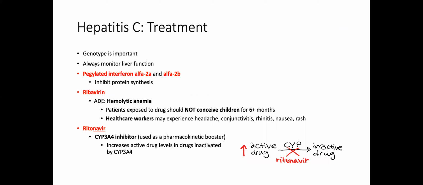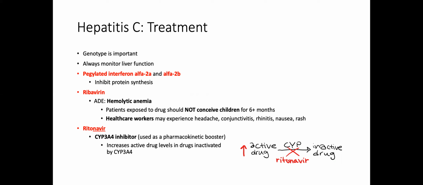Treatment, the genotype is important, and always monitor liver functions. So we have some old drugs, and then we also have new drugs. So pegylated interferon alpha 2A and 2B are going to inhibit protein synthesis. And then ribavirin, one of the big bad things about it is hemolytic anemia. And the patients exposed to these should not conceive children for 6 months. And healthcare workers might get exposed and experience headaches, conjunctivitis, rhinitis, nausea, and rash.